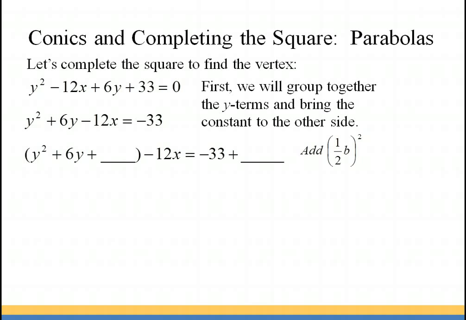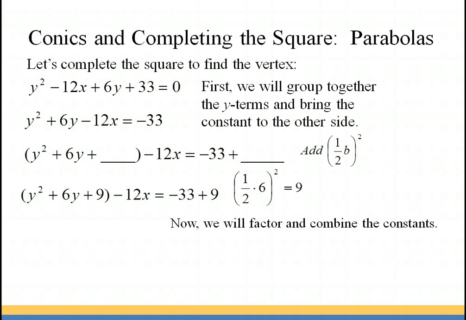So in this case, our coefficient of y is 6. So we're taking 1/2 of 6 and squaring it. Well, half of 6 is 3, and 3 squared is 9. Now, if we add it to one side of the equation, we must also add it to the other side of the equation. So over on the side with the negative 33, we're going to add 9 to that as well. Now we can go ahead and factor the y squared plus 6y plus 9. And that's going to give us y plus 3 all squared. And then we're going to combine our constants. So negative 33 plus 9 gave me negative 24.